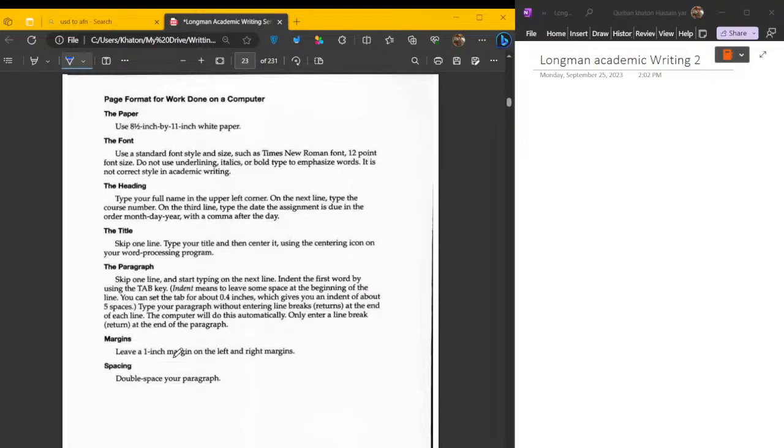Okay, for work done on the computer. So the work done on computer is again A4 size sheet. We use centimeters in that. It is 21 by how many? 11 is inches. So you can convert the inches to centimeters. That was A4 size, I think 21.